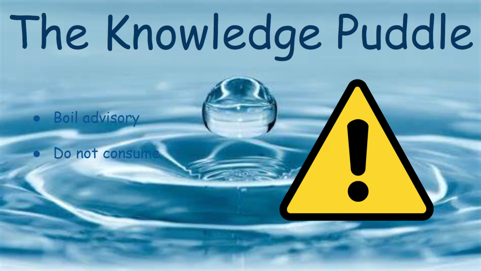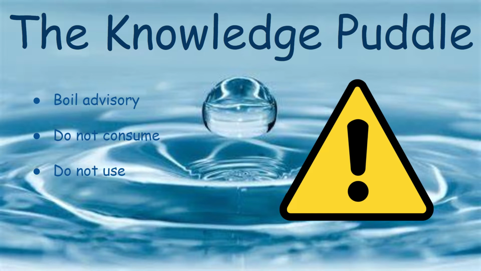Then we have the do not consume warning. What this means is that the water in question is contaminated by metals like lead or copper, and that the water shouldn't be consumed for any reason. In this state, you're also not supposed to use the water for other tasks like cleaning, although it can be used for hygiene amongst the more immune members of society like older teens and adults.